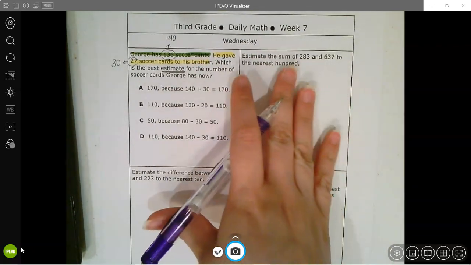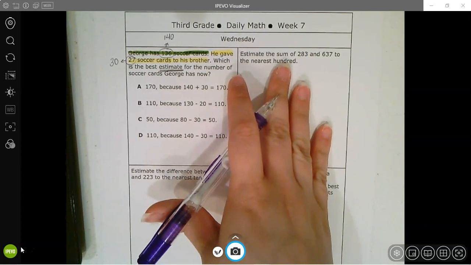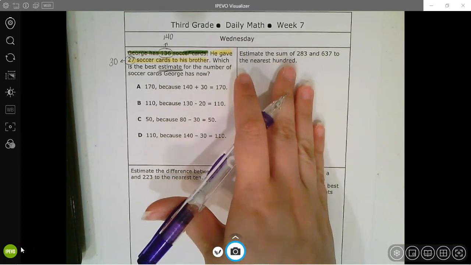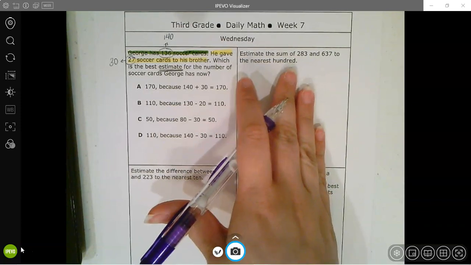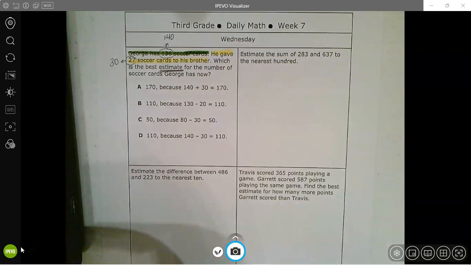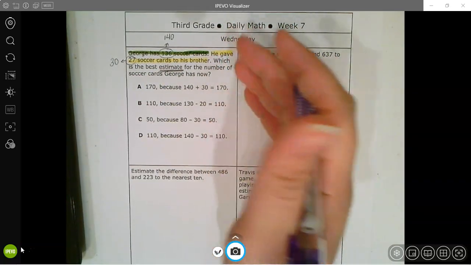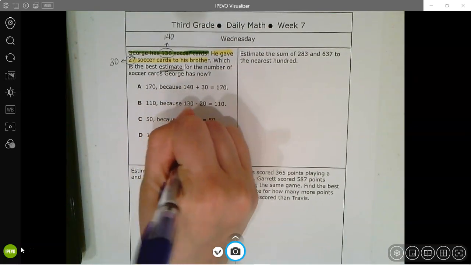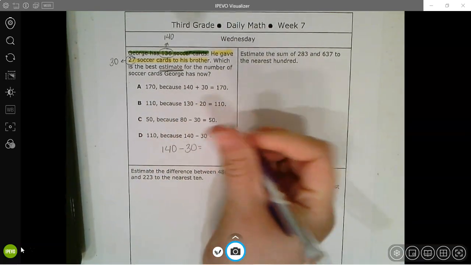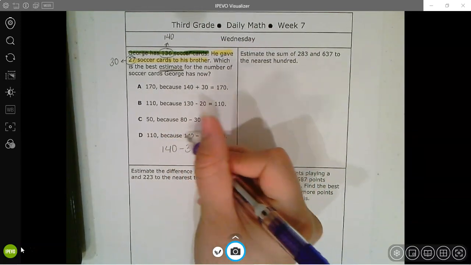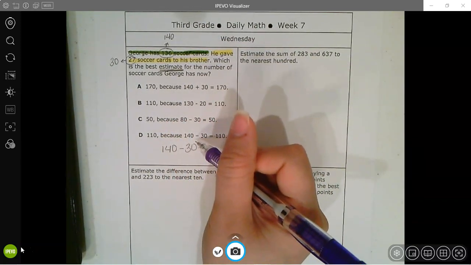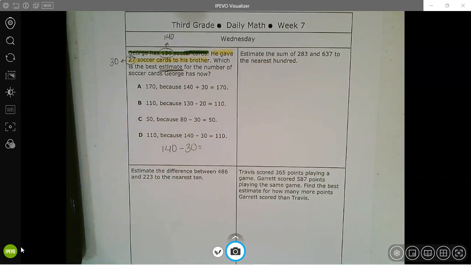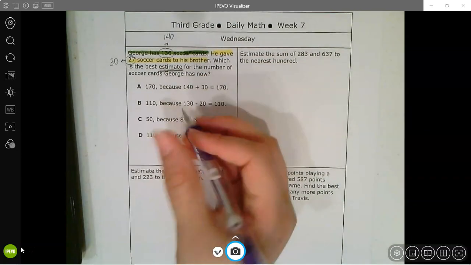Now, he started off with 136 and he gave 27 to his brother. So think about when you're giving something away, do you get to keep it? No. You are subtracting it from what you have. So that means that I would take 140 minus 30. Now guys, the reason we estimate is because we can quickly do mental math with this. So I don't have to actually work it out. I could do it in my head.